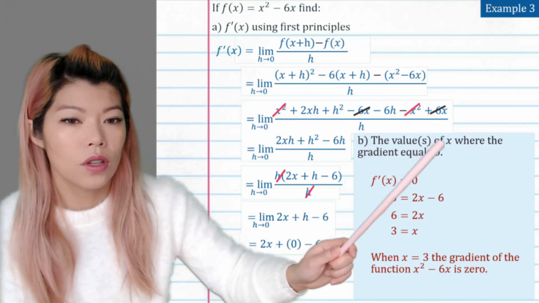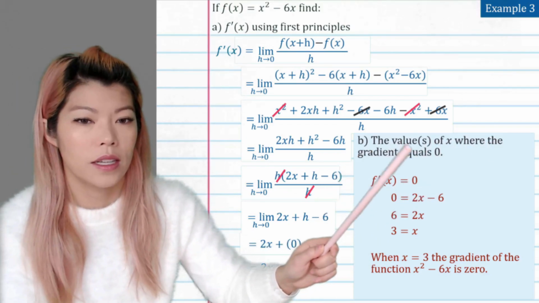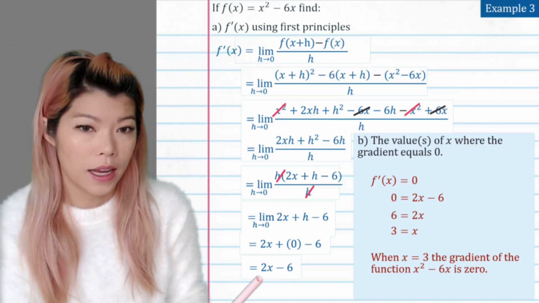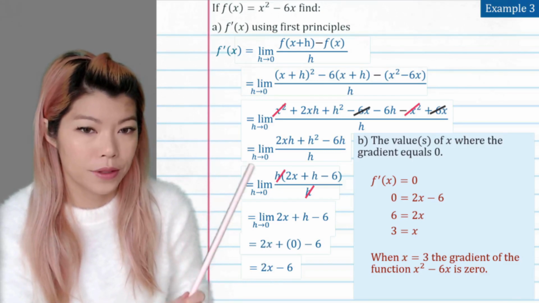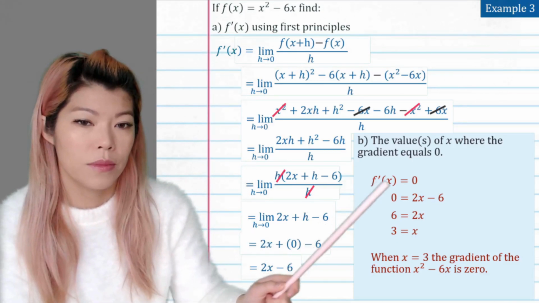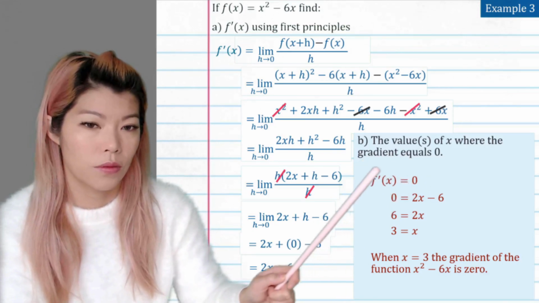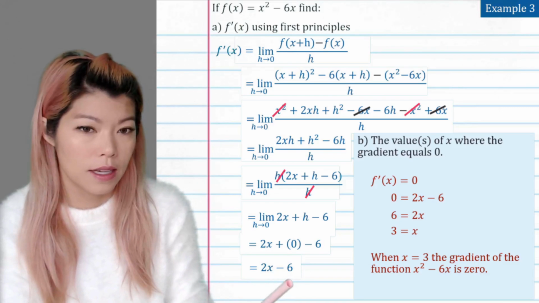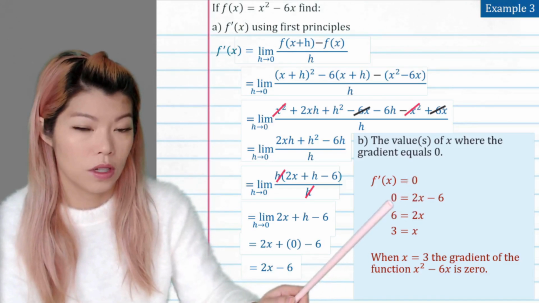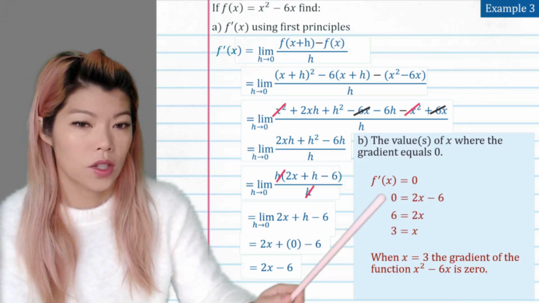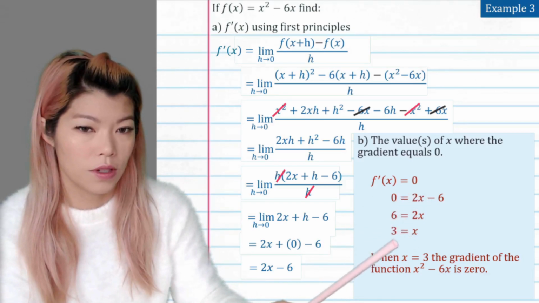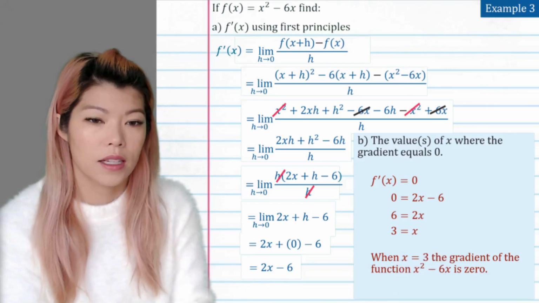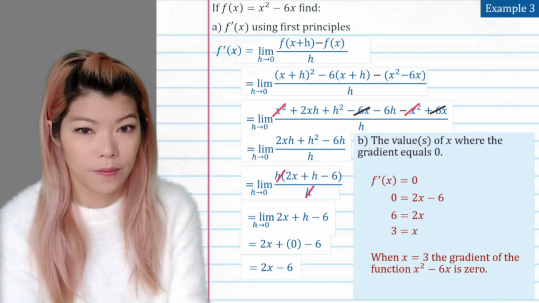Now the values of x where the gradient equals 0. How do we do that? So the value of x for where the gradient equals 0. Gradient equals 0 means the gradient equals 0. We write that out. Now we know what the gradient is. The gradient is 2x minus 6. So we let that equal to 0. And then we just solve to find what x is, which is 3. So when x equals 3, the gradient of the function x squared minus 6x is 0.